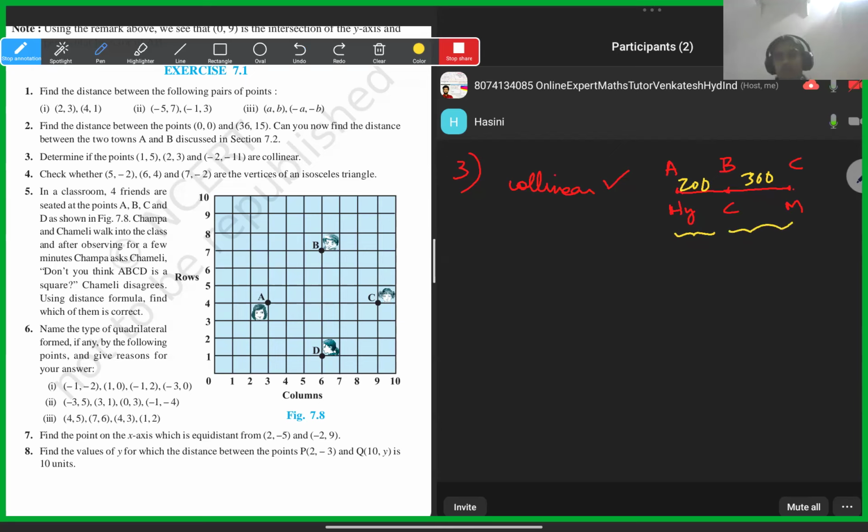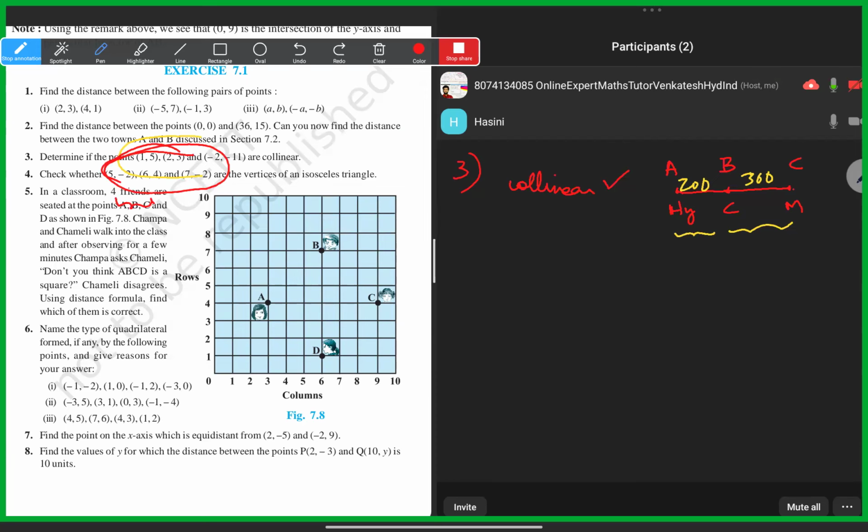Otherwise, here we can find three distances using these 3 points: the distance between these two, and these two, first and last. We'll add the two smaller distances. If it comes equal to the biggest distance, then they are collinear. Okay, sir. So shall I delete this? Yes, sir. Now the third one I am doing.